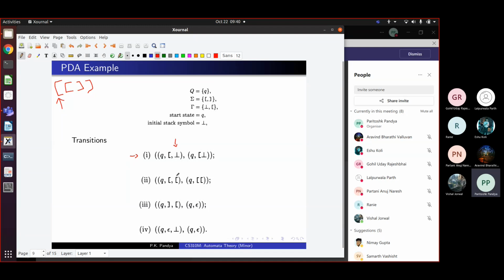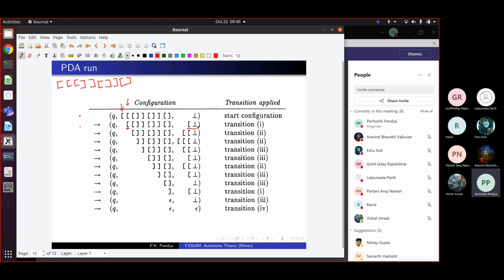I should replace this left bracket on the top of the stack by two left brackets. Right? This is to be replaced by this. So the stack, which was like this, has the left bracket symbol replaced by two left brackets. The rest of the stack remains as it is. So is it clear how I get this third configuration from the second configuration? Okay. And from the third configuration, how do I get this one?